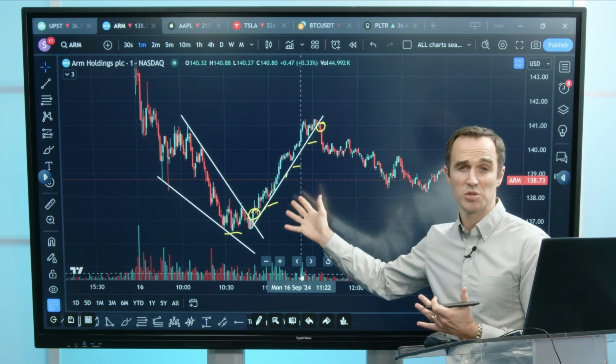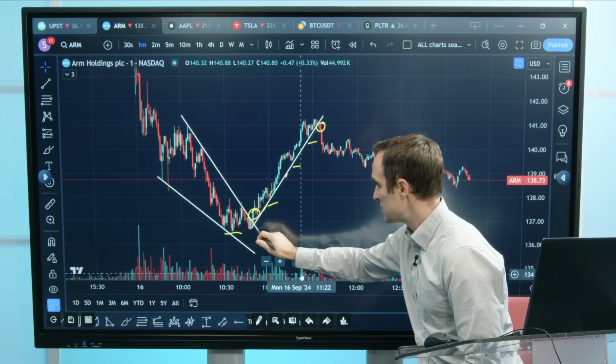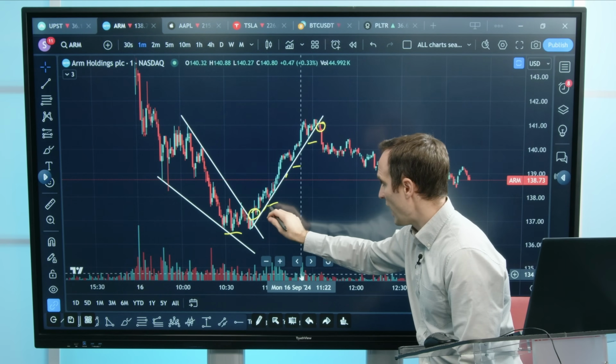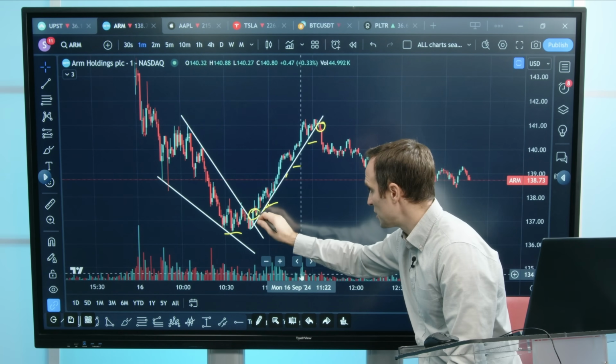And again, it doesn't always work out this way. Sometimes you'll break out. Let's say that you haven't put your stop. Let's say you haven't created a trend line yet, and you start to break down.